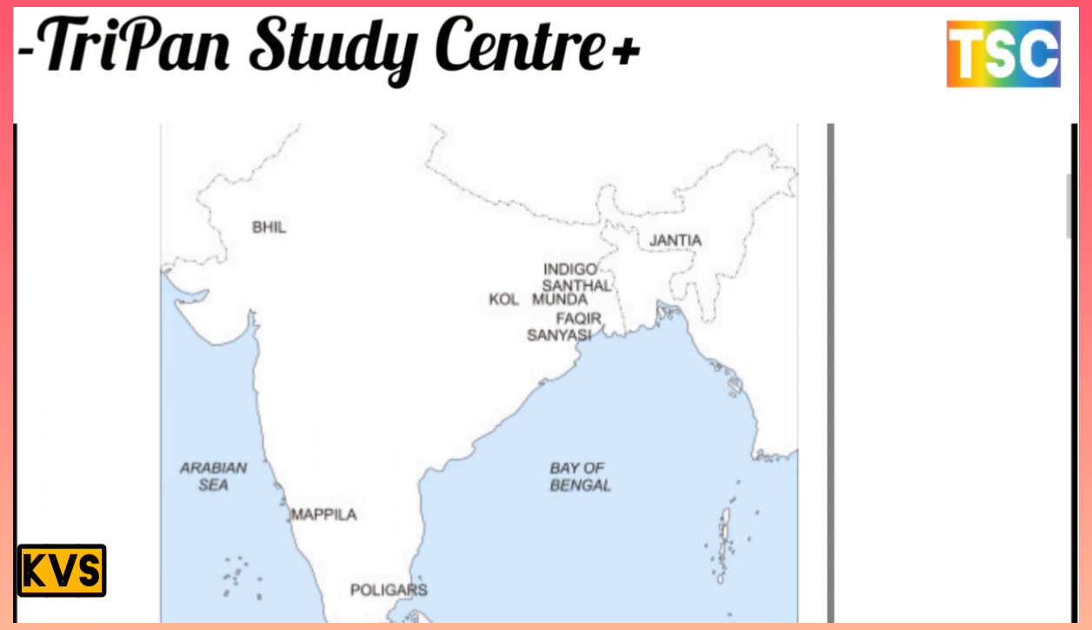Here is the most important map of the period 1767 to 1857. There are the Velu, Santhal, Kol, Munda, Sannyasi, and Mappila rebellions. These are the most important movements shown on your screen in the map.